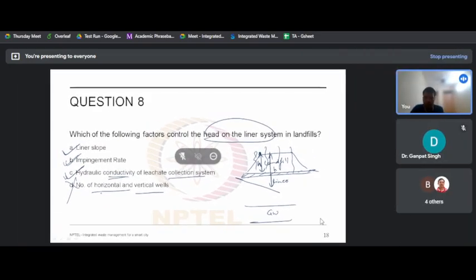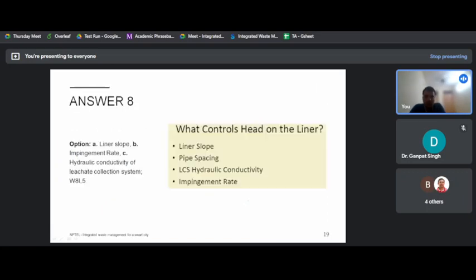Yeah, I think someone answered it in the chat also. Nice. We'll discuss this using the slide also. So A, B, and C: liner slope, impingement rate, and hydraulic conductivity influence the liner head. You can refer to the last lecture of this week. Here we have the liner slope, pipe spacing, the collection systems, hydraulic conductivity, and impingement rate. So all these factors control the head on the liner.